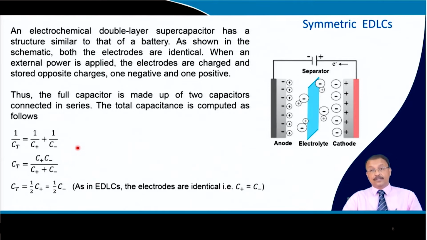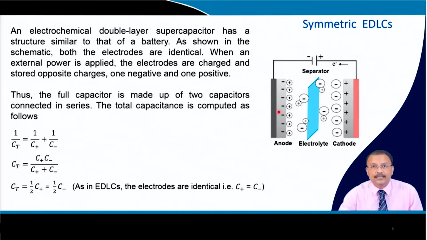Now, if you consider an electrochemical double layer supercapacitor, they usually have a structure that is similar to the battery. In a battery also you have similar types of structure: two electrodes separated by a separator, and you need an electrolyte, and the ions and counter ions are there inside the electrolyte. So, in that way it is quite similar to the battery, but performance wise it is different.